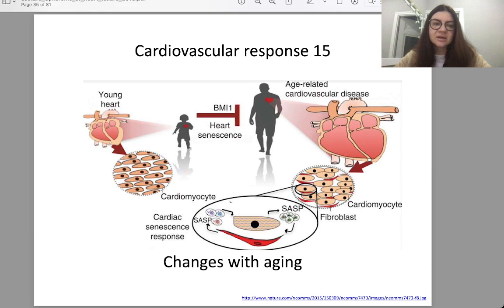And here you see changes with aging. In a young patient, a child, a young heart, it leads to enlarged cardiomyocytes and hypertrophy, and to a cardiac senescent response in adults and old aged people. It leads to more fibrosis, to dilation, to cardiomyocyte stretching and the presence of fibroblasts in the myocardium.